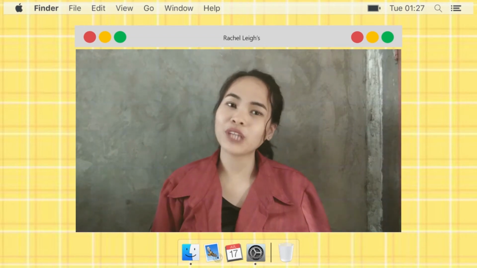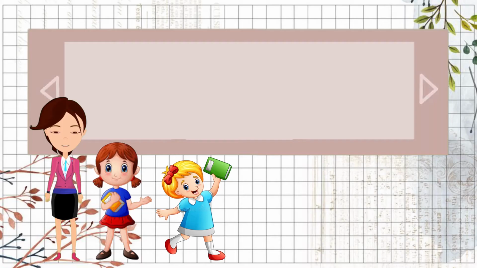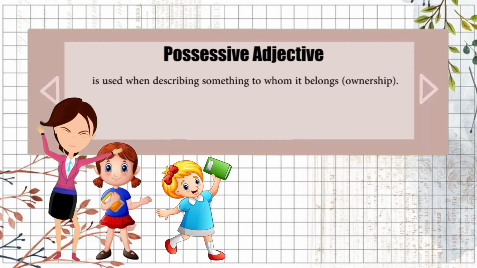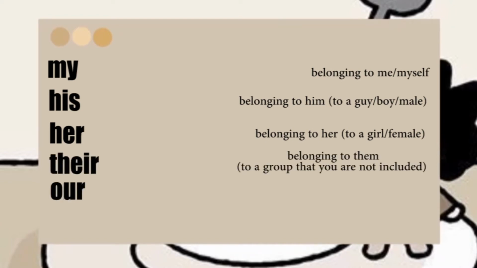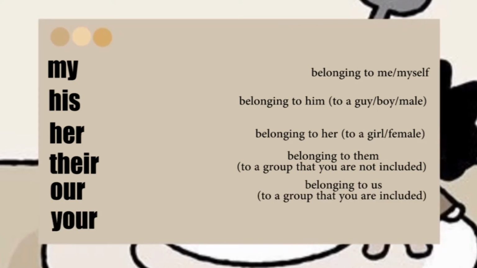Let's now go on to another type of adjective, which is the possessive adjective. A possessive adjective is used when describing to whom something belongs, or ownership. My, his, her, their, your, our are possessive adjectives. My is used to refer to something that belongs to me or to myself, while his is used to refer to something that belongs to a male or to a boy, and her is used to refer to something that belongs to a girl or a female, while their belongs to a group that you're not included in, while our belongs to a group that you're definitely included in, while your is used to refer to something that belongs to the person you are talking to.